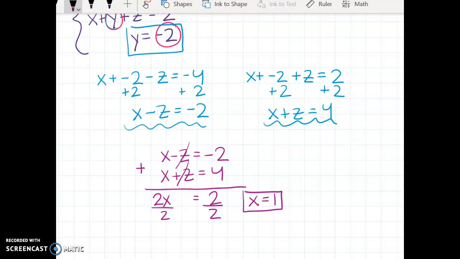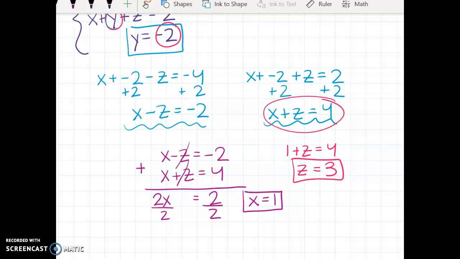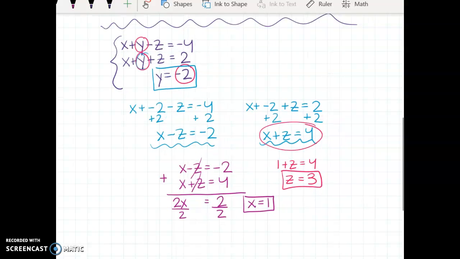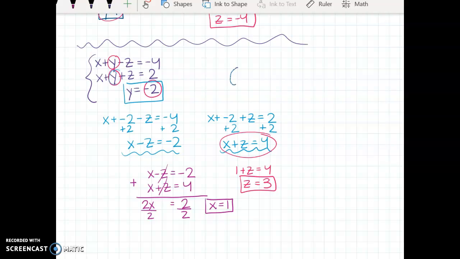So I have x and y. Last piece here, if x plus z is 4, then 1 plus z is 4, and z is 4 minus 1, which is 3. So for this one, my coordinate is, we go in x, y, z order, alphabetical, right? Normally x, y, we're just adding a z on the end. So 1, negative 2, 3.